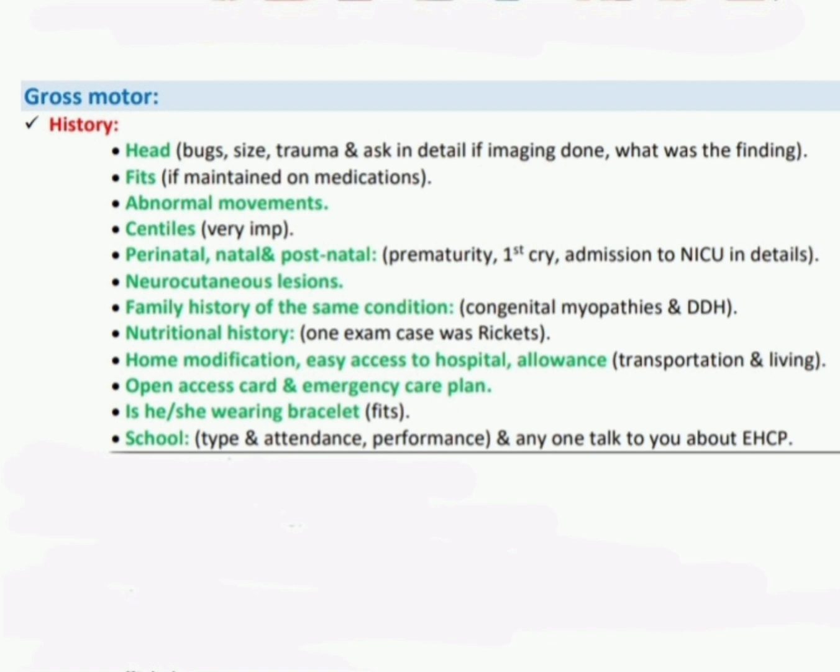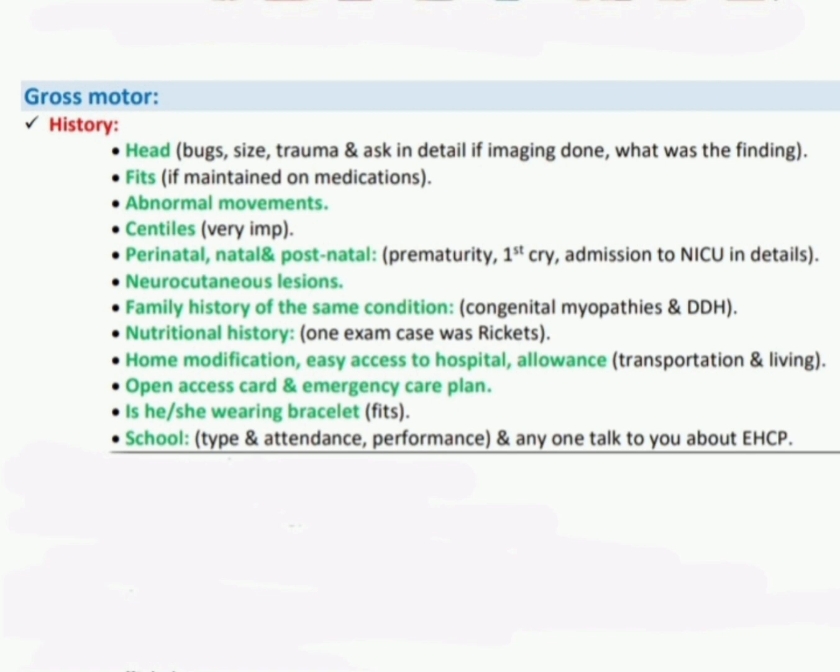And home modifications, easy access to hospital, allowance, transportation and living, open access card and emergency care plan. Is he or she wearing a bracelet? For feeds, that is history to ask. School, type and attendance, performance, and has anyone talked to you about EHCP.